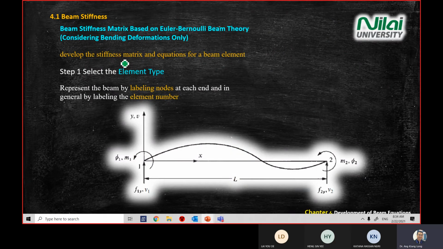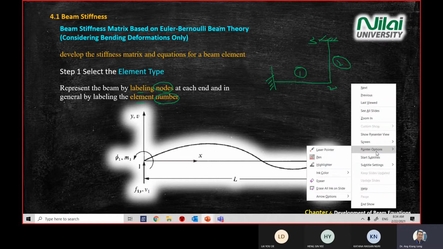The first step to develop the stiffness matrix is to know what kind of beam you have, a single beam or double beam or third beam, not talking about mesh. Sometimes you have 2 beams, like this: beam 1, beam number 2. So you can label node 1, 2, and 3. Again, the first step is to look at what scenario you have, and then you label the node number and element number.